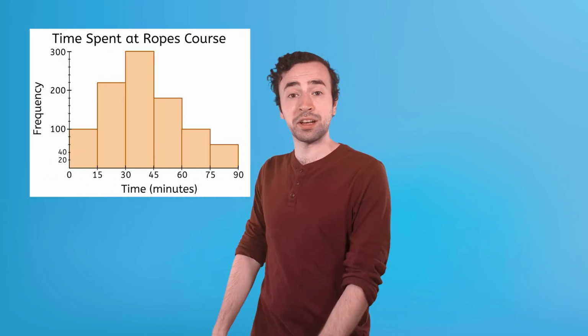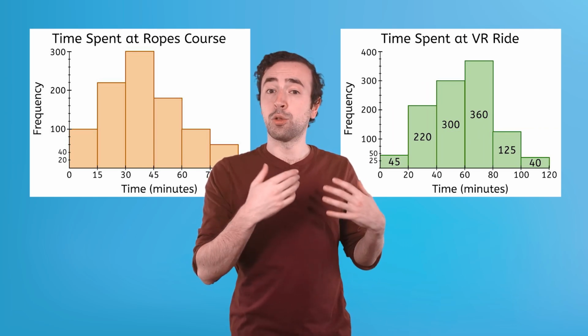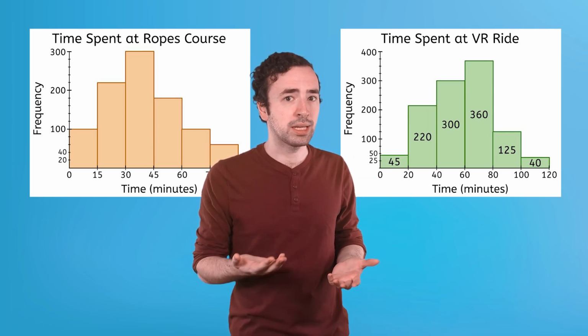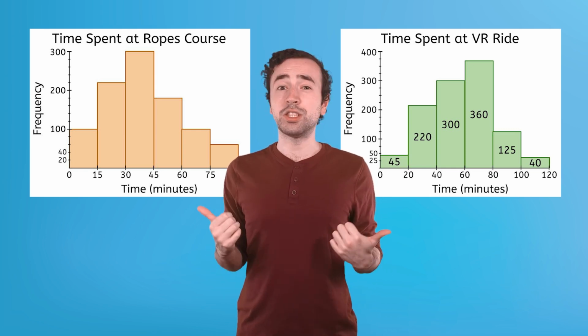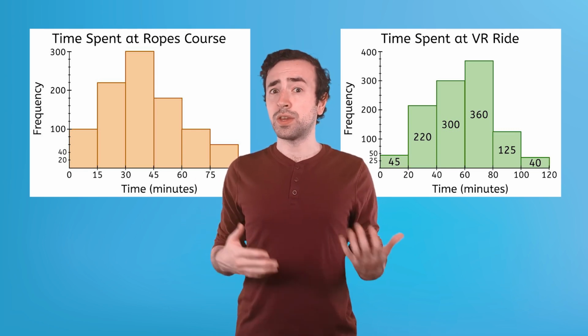Both the ropes course and the VR ride experience are activities where parkgoers get to pace themselves, so there's no set time that each activity takes. Luckily, Miaville collects data weekly and compiles it into histograms, so I can see how long people typically take at each of them. This histogram shows the data of how long people spent at the ropes course, and this one shows the data of how long people spent at the VR ride. If I have 1 hour until the talent show, which activity do you think I should go to? The ropes course or the VR ride?